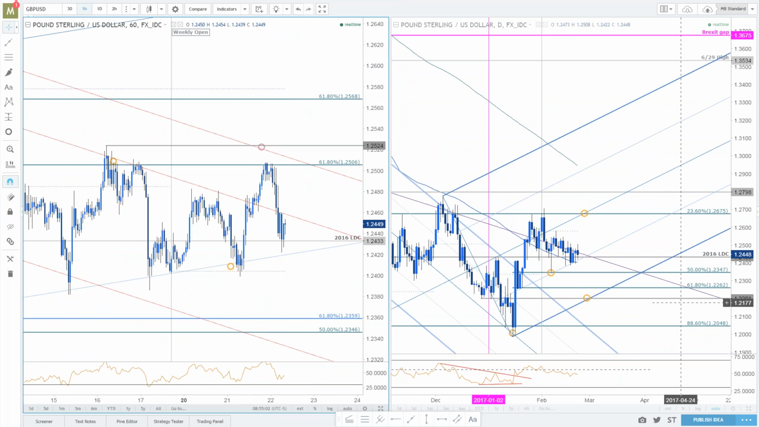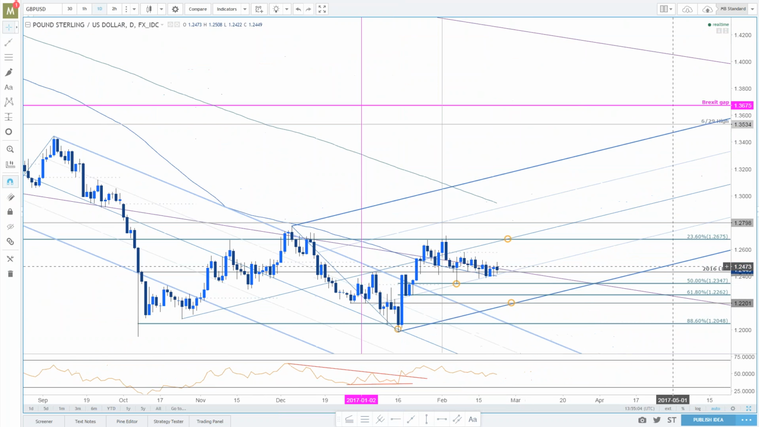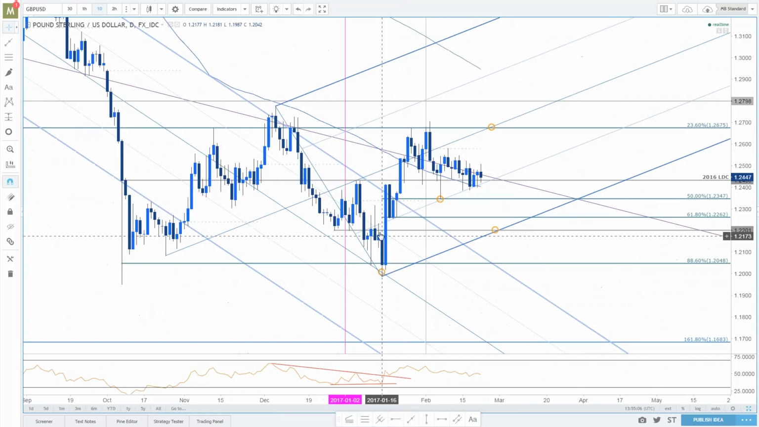It's more easily seen on the daily chart. Okay, it's the 50 line. Clean resistance, breakthrough, acceleration, support, support, support, support, support. And that converges on the 100-day moving average.